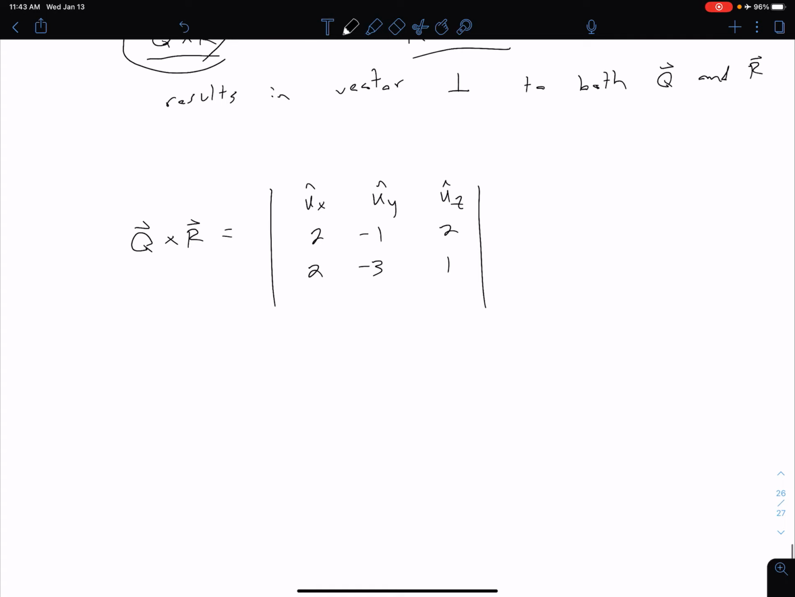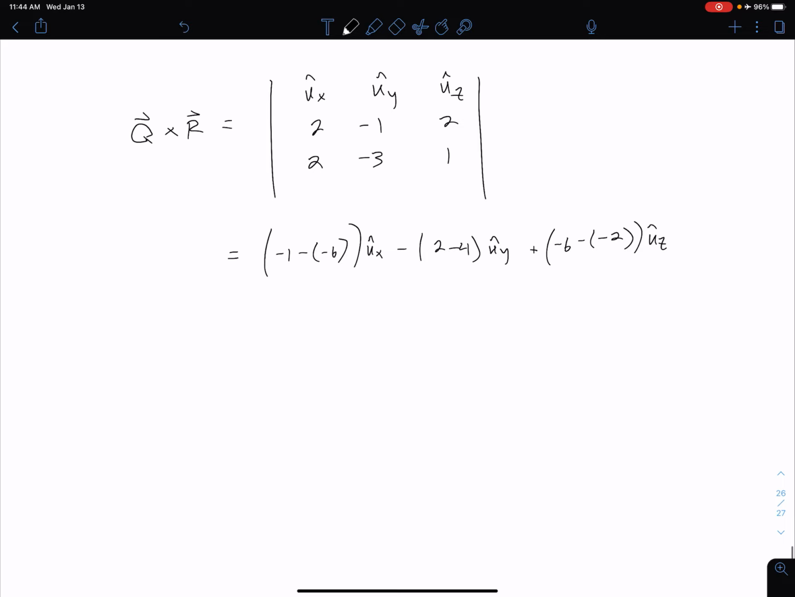If we evaluate that, we see that this is going to be equal to, let me actually come down to this next row just so we have enough space. So we're going to have negative 1 minus a negative 6 in our x direction, minus 2 minus 4 in our y direction, plus negative 6 minus a negative 2 in our z direction. And again, if you have any questions about how to find those numbers, please let me know. But we can also do this in MATLAB or in some calculators as well.